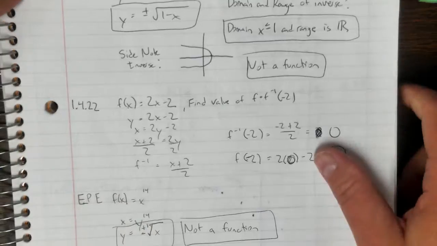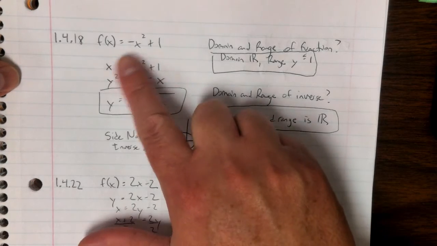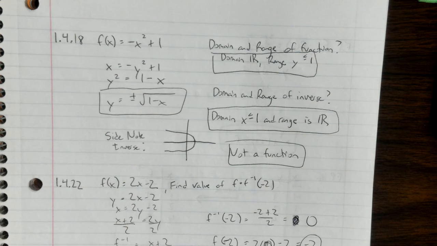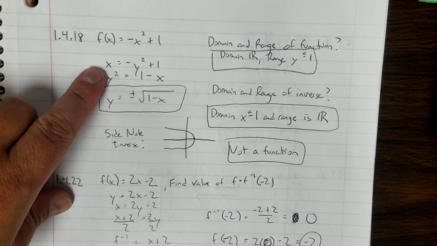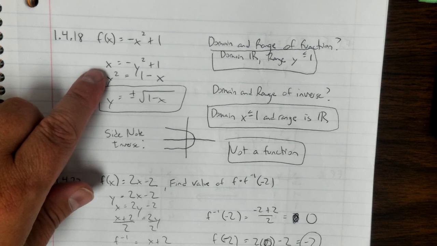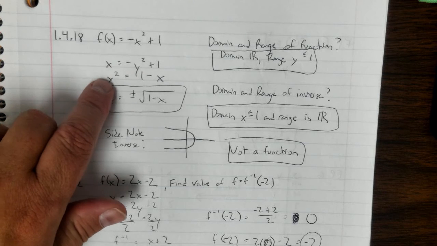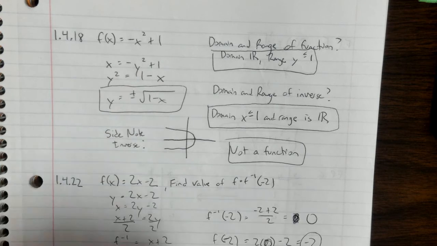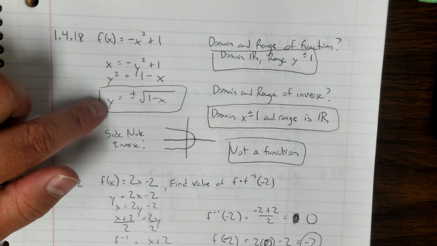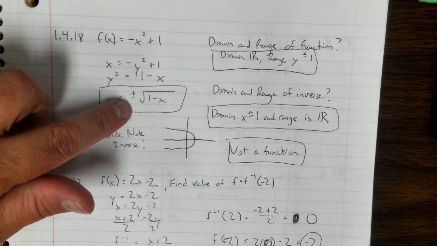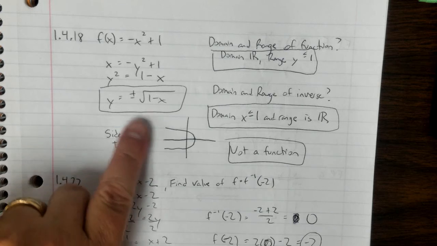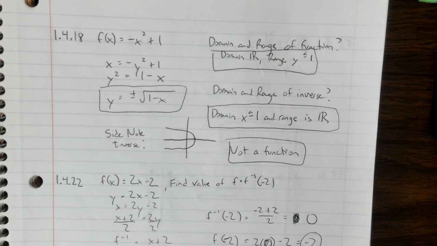Our next problem is number 18. On this one we have negative x squared plus 1. So again, switch x and y when we're doing inverses. So you have x equal negative y squared plus 1. So then what I did was I added y squared to both sides and I subtracted x. So I have y squared equal 1 minus x. So then I just want to take the square root of both, and whenever you're taking a square root, there is a positive and negative. So we have plus and minus the square root of 1 minus x.